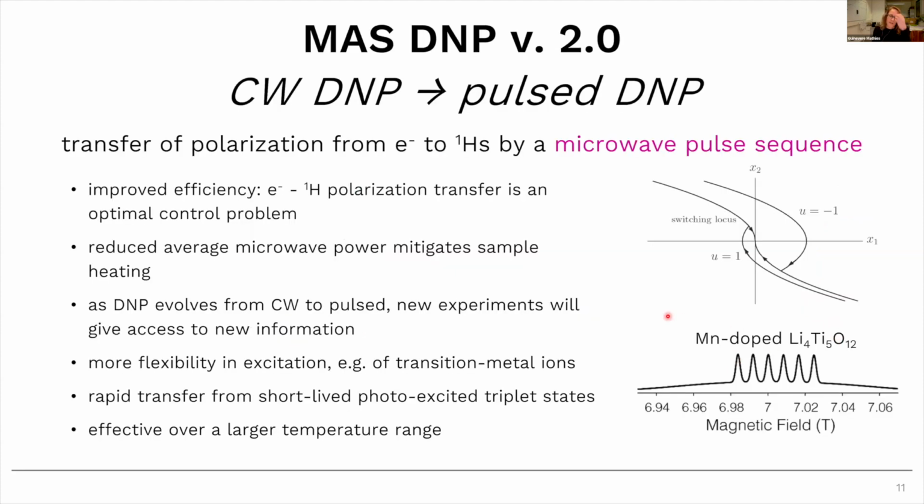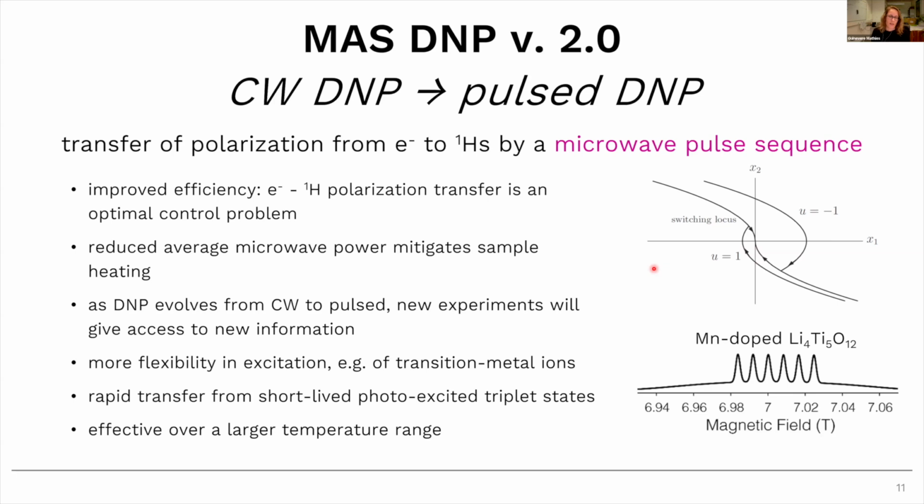So why are we interested in doing DNP in this way? Instead of what's common in current MAS DNP, we don't apply the microwaves continuously, but instead we find a clever pulse sequence to do the transfer. And in fact, what we envision is that post-DNP could be something of a version 2.0 of the current MAS DNP.